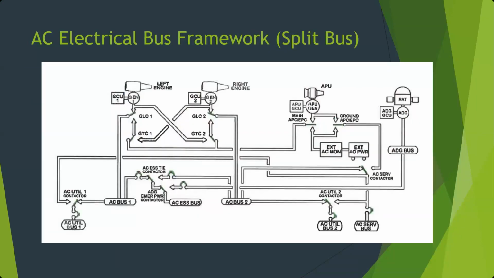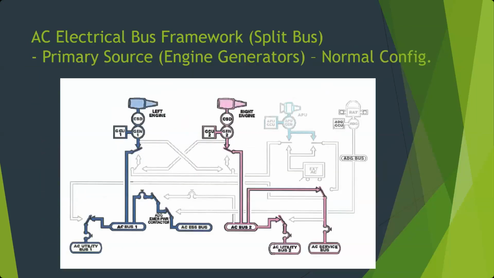So if we look at this more closely, see how it operates. During normal configuration, we look something like this. If you follow this diagram from the left engine, mechanical rotation powering our constant speed drive, mechanical rotation powering our generator, converts mechanical rotation into electrical energy, electrical potential flows through these various contactors down to bus one. You can see bus one here is powering our AC utility bus one, our AC essential bus, but it's not connected to generator two, AC bus two.